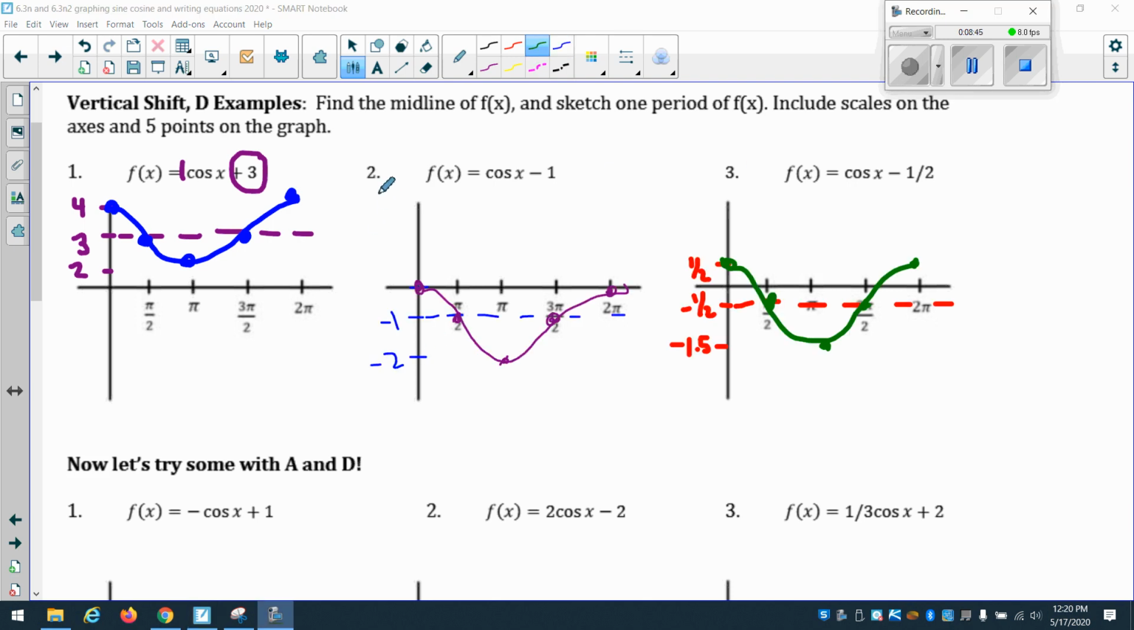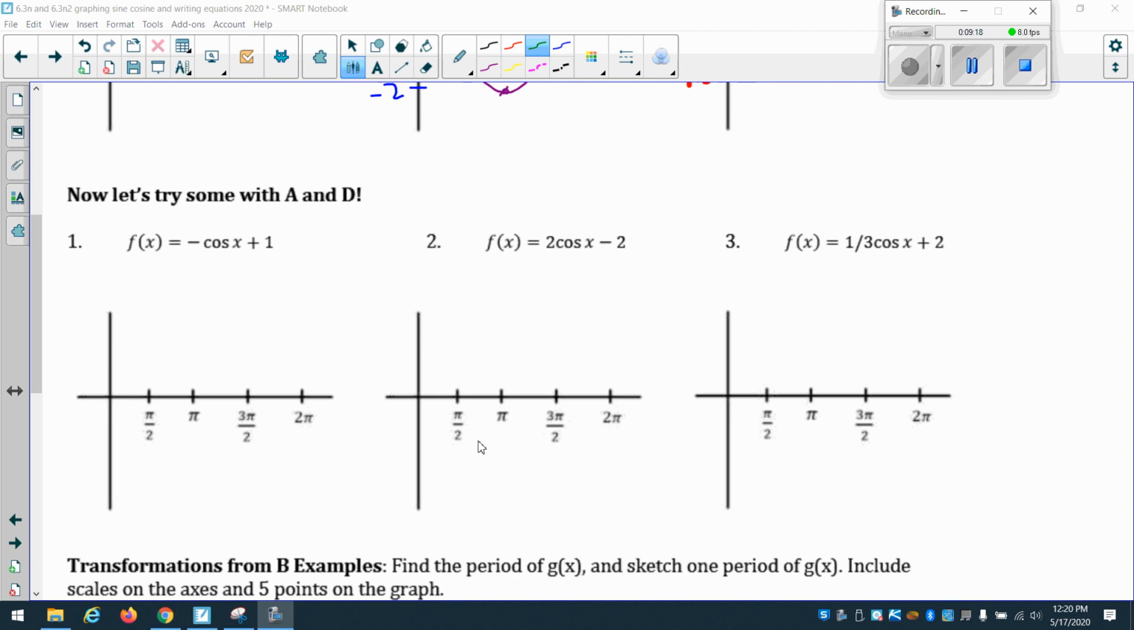Okay, so the next 2 examples. For number 2, our midline is -1, our amplitude is 1, so 1 above and 1 below. Cosine, we start at the max, so at 0. Pi over 2, we're at -1. Pi, we're at the minimum of -2. Then we're back at the midline, then at the maximum. For number 3, we are at -1/2. So you add 1 above, subtract 1 below, and we have our cosine graph.